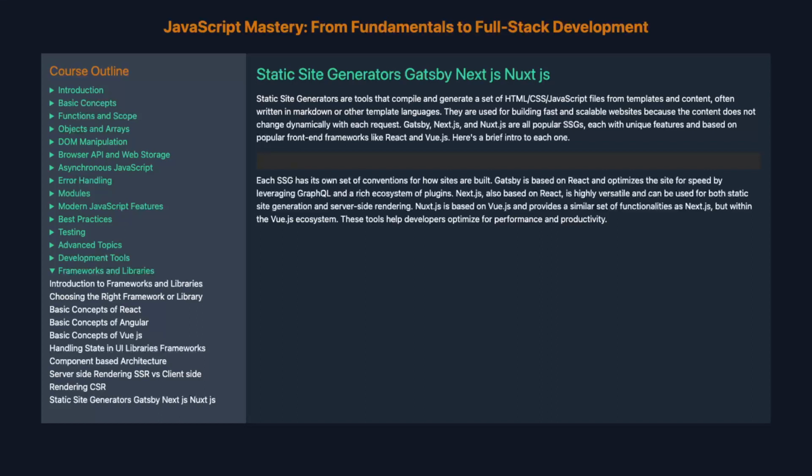Gatsby, Next.js, and Nuxt.js are all popular SSGs, each with unique features and based on popular front-end frameworks like React and Vue.js. Here's a brief intro to each one. Each SSG has its own set of conventions for how sites are built. Gatsby is based on React and optimizes the site for speed by leveraging GraphQL and a rich ecosystem of plugins. Next.js, also based on React, is highly versatile and can be used for both static site generation and server-side rendering. Nuxt.js is based on Vue.js and provides a similar set of functionalities as Next.js, but within the Vue.js ecosystem. These tools help developers optimize for performance and productivity.